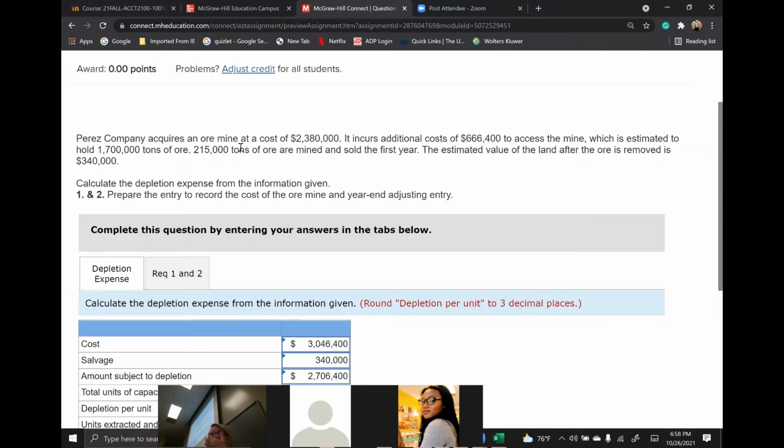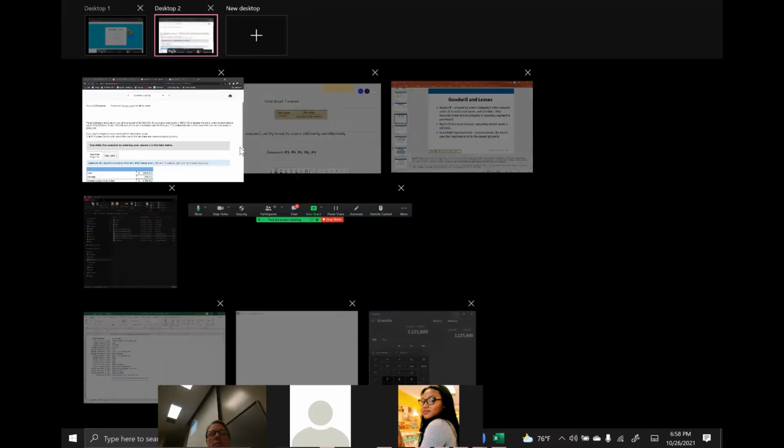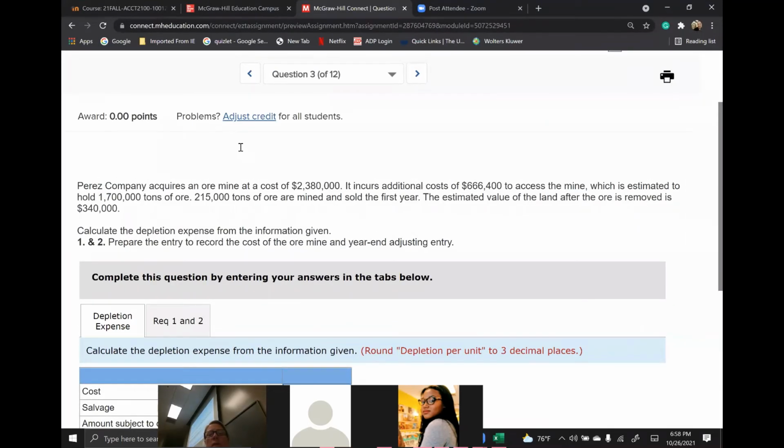Okay, so does that sound like something that you would need? It's not worded the same way we talked about. It's a little bit different. So what is the cost? I got $2,380,000 was the purchase price. Plus it's telling me I incurred additional costs of $666,400. So we would have to add those together. The $666,400 plus the $2,380,000 is $3,046,400. That would be my total cost.